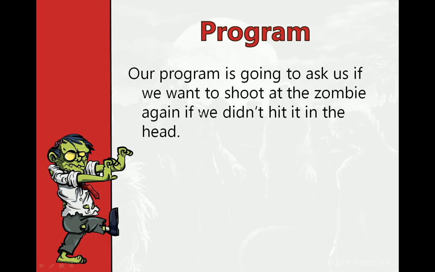Our program for this lesson is going to ask us if we want to shoot at the zombie again if we didn't hit it in the head. Remember, we said we had a 1 in 6 chance to hit it in the head or something? And if we didn't hit it in the head, the program ended. Then we said at the end of the last lab, well, what if we wanted to shoot again? This is how we're going to do it, right here with a loop. We're going to be using a do loop in our program to make this happen. We can change it to a while loop if we want to. We might do that in the lab. I haven't made up my mind yet.